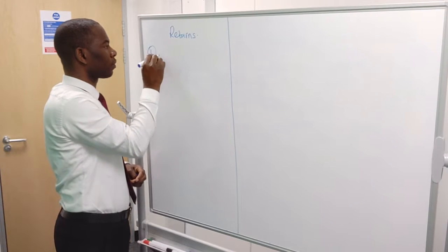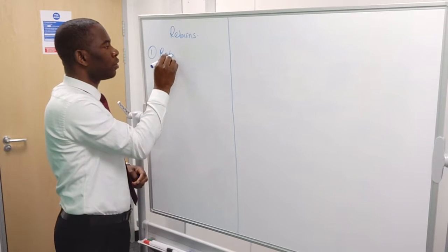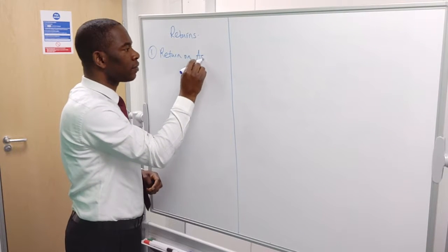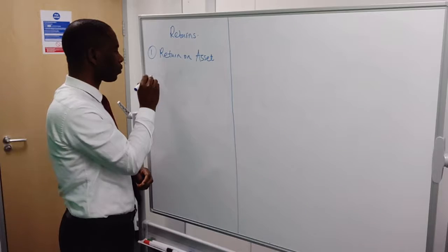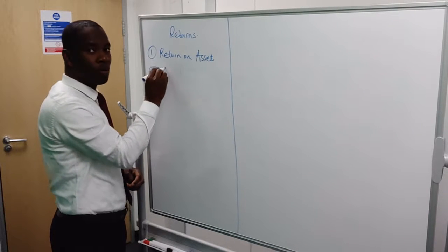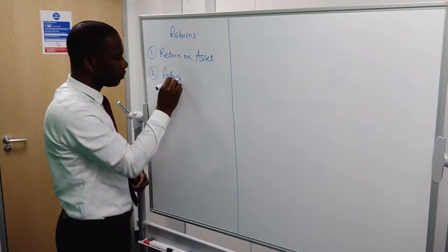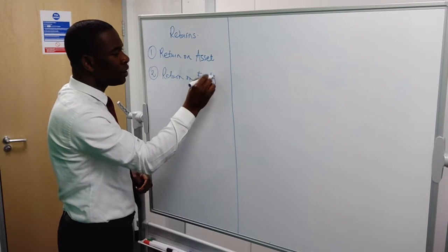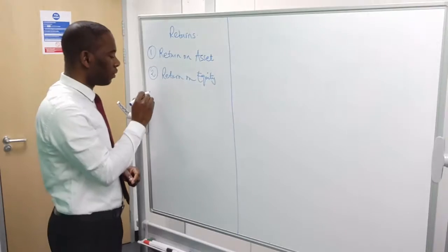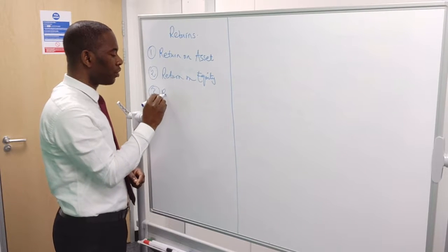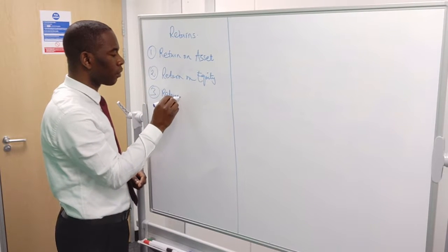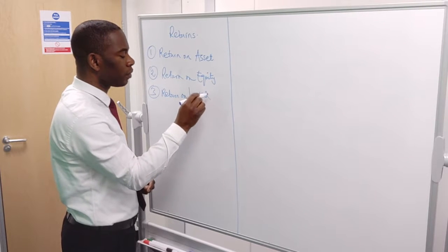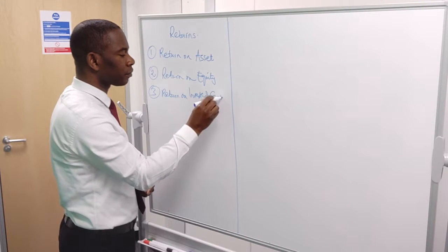One, return on assets. Two, return on equity. And three, return on invested capital.